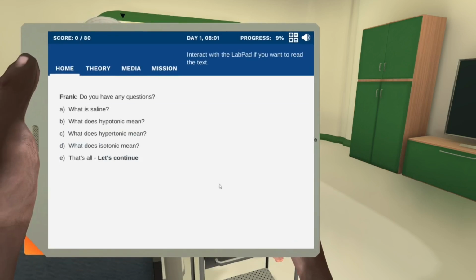Do you have any questions? A. What is saline? B. What does hypotonic mean? C. What does hypertonic mean? D. What does isotonic mean? E.